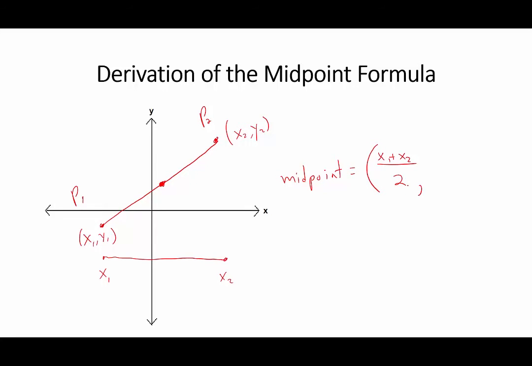And the same applies to y. Y is going from y sub 1 to y sub 2. So we just take the arithmetic mean, the average of those two quantities. And that's it.